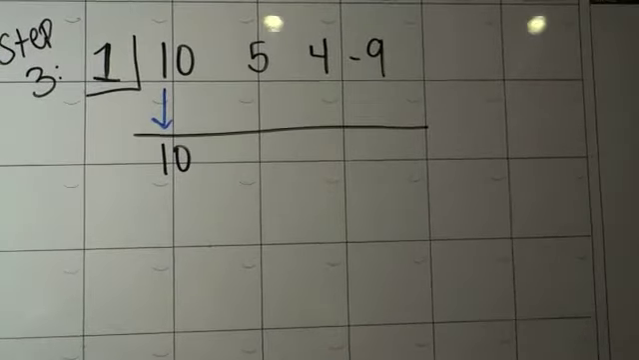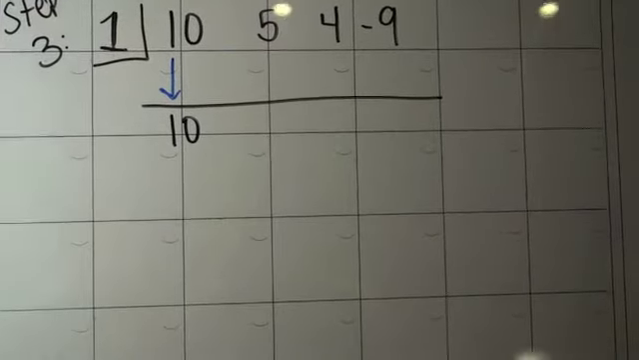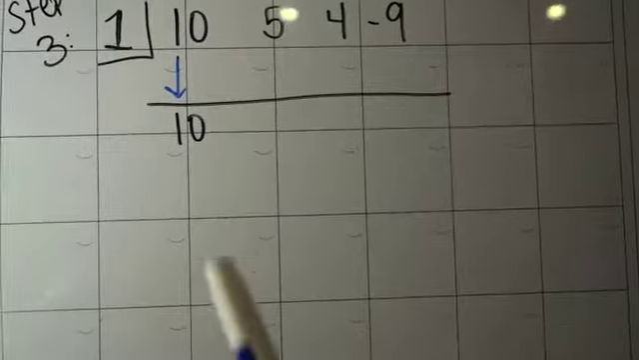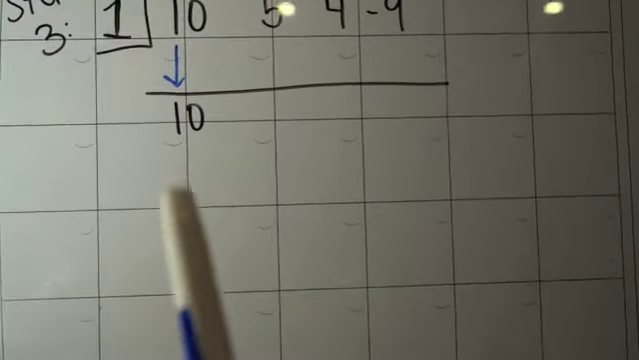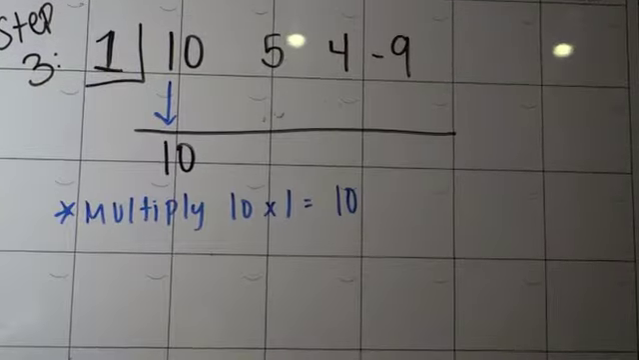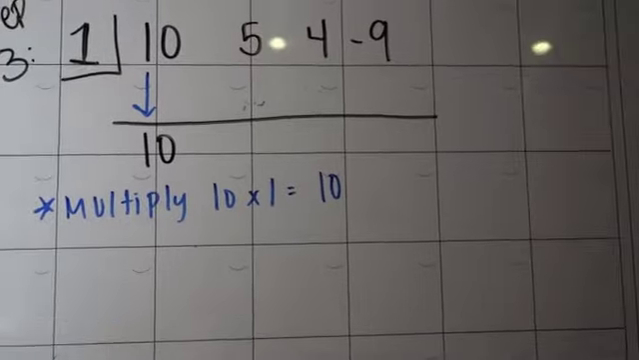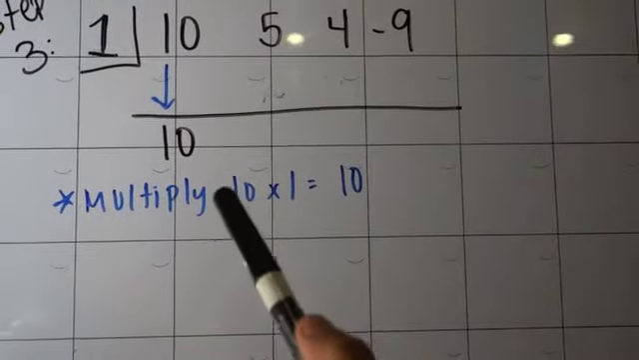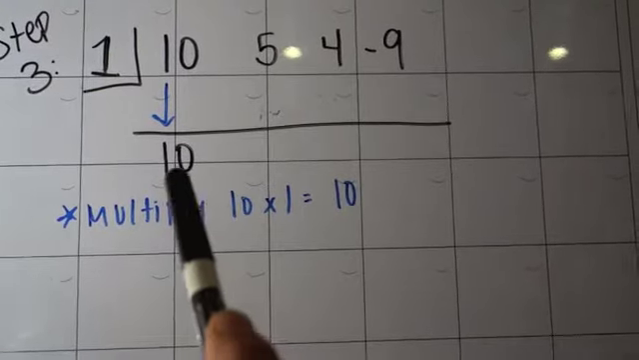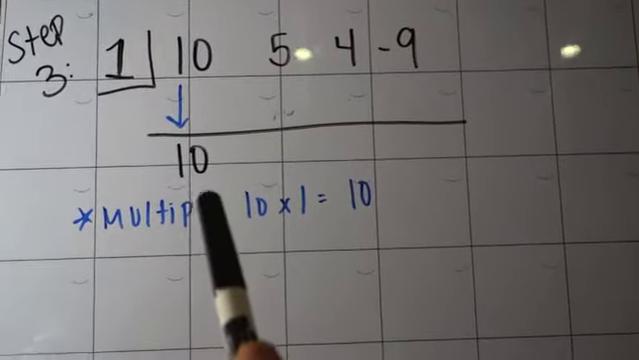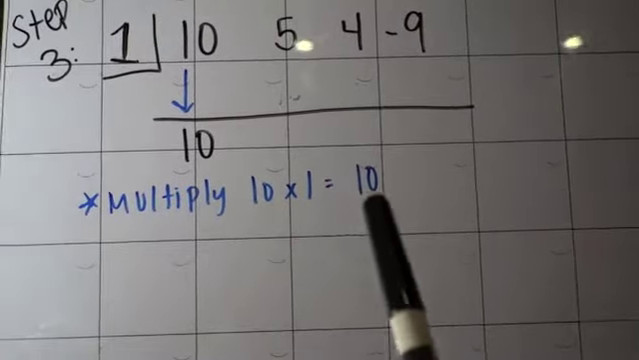So now in step 3, now that you have all your numbers lined up, the first thing you want to do before you do anything is to immediately drop down your first number. You don't do anything to it, you just drop it down and draw a line. Once you've dropped down your first number, for example 10, you multiply the bottom number, your result down here, by whatever is in your box. So 10 times 1 will be 10.